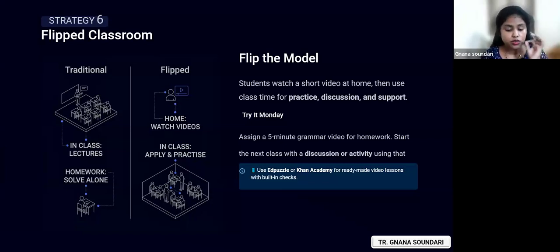Ask students to write one sentence on sticky notes. So sit in pairs or groups and ask them to write a sentence about what they learned yesterday. If they didn't understand what they saw yesterday, use a traffic light signal. Green means I have understood everything. Yellow means I have a bit of confusion, and red means no, I couldn't understand anything, or I haven't watched the video. So these techniques will help.